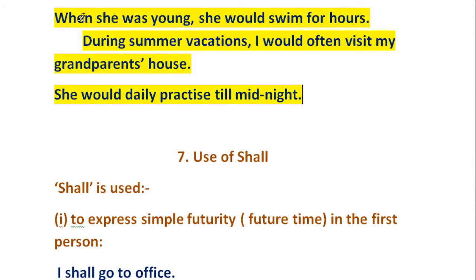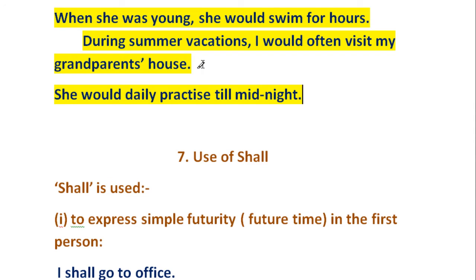So, when she was young, she would swim for hours. This sentence expresses past habit. During summer vacations, I would often visit my grandparents' house. This sentence expresses repeated action, and she would daily practice till midnight.